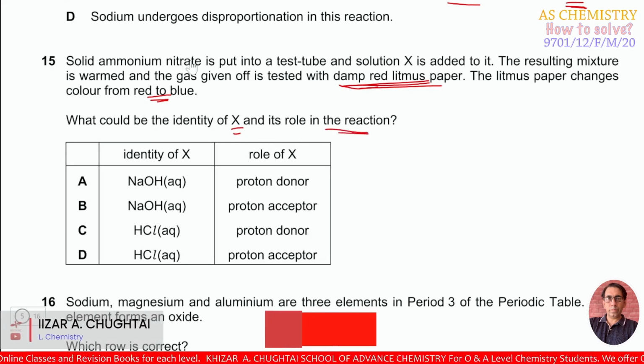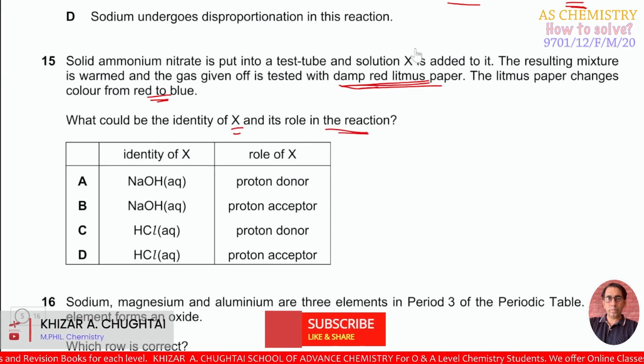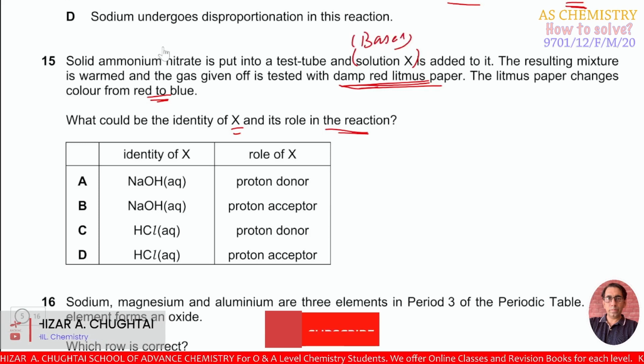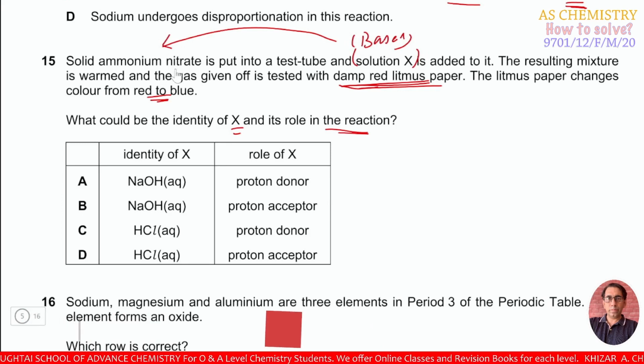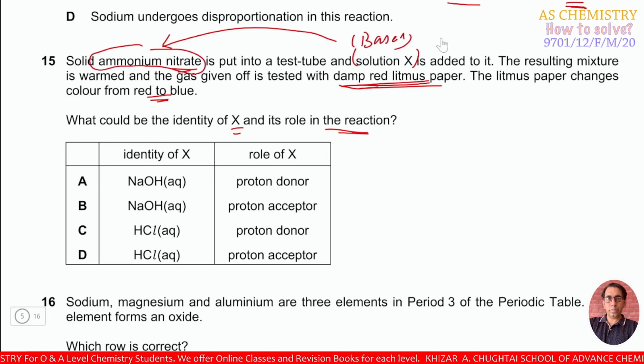Once again, solid ammonium nitrate is put into the test tube with solution X. Bases are supposed to react with all types of ammonium salts, ammonium nitrate, ammonium chloride, and when bases are allowed to react with an ammonium salt, they produce NH3 gas plus H2O plus salt. So it must be a base.